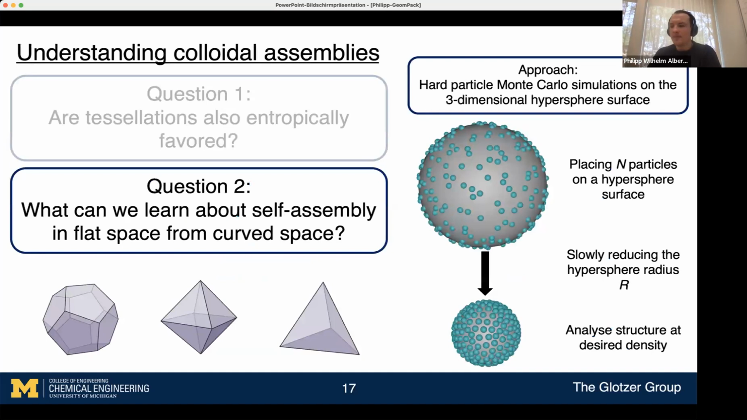Okay, so basically this means that we have now covered this first question. Yes, it seems like if there's a tessellation present, these structures are also entropically favored. But for now, I only really looked at self-assembly in these curved spaces. But what can we now learn from the self-assembly in curved space about self-assembly in Euclidean space?